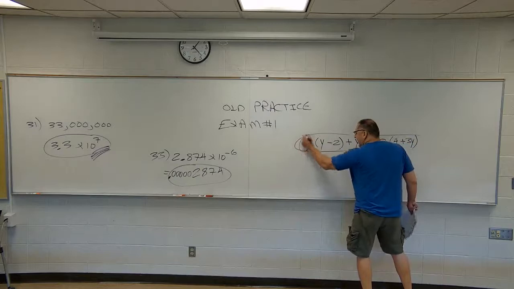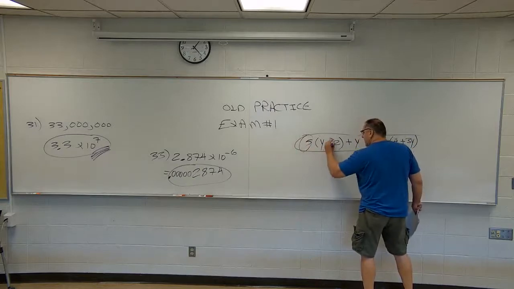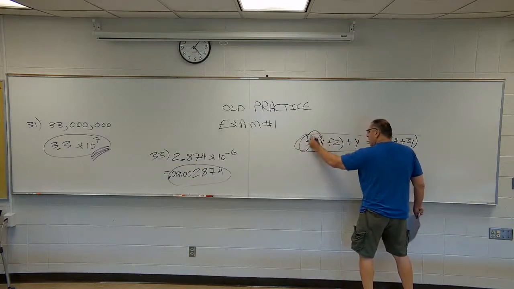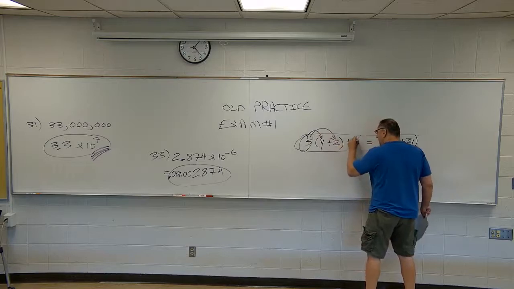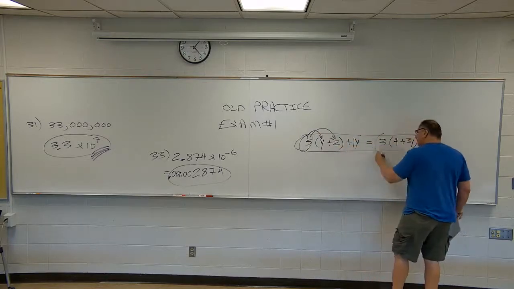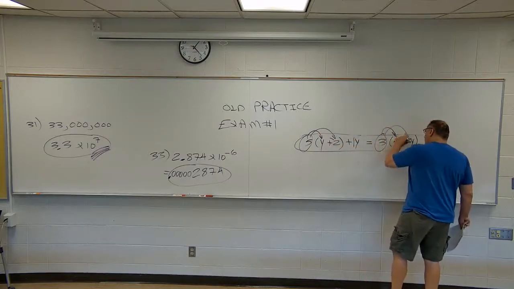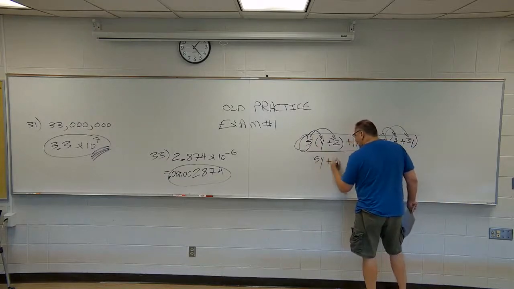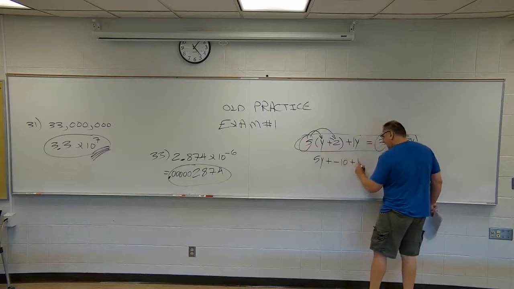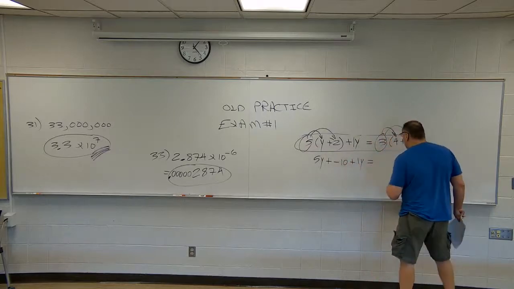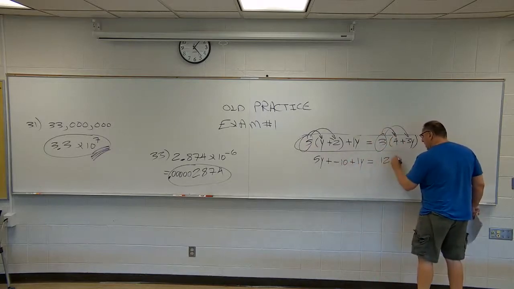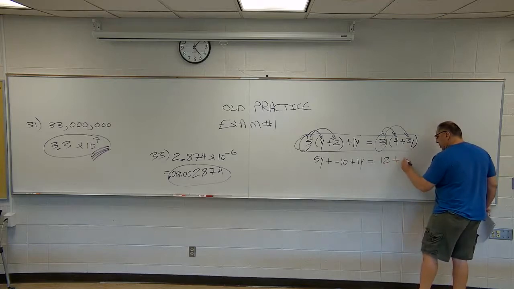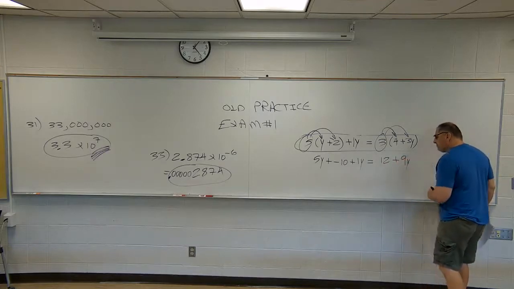Well, there's a lot you can do. I mean, minus 2 is plus a negative 2. Go here, go there. Y is the same as 1y. Go here, go there. This is 5y. 5 times negative 2 is negative 10. Here's 1y. 3 times 4 is 12. 3 times 3y is 9y.